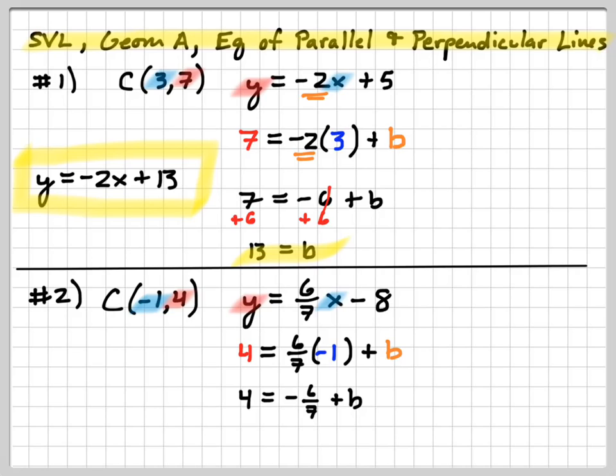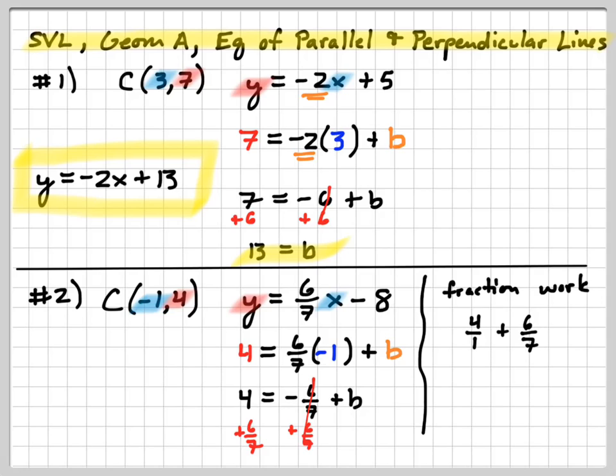And unfortunately, we don't like fractions. They make math a lot harder, but sometimes we've got to work with them. Add 6/7 to both sides. Over to the right here, I'm going to do a little fraction work: 4 over 1 plus 6 over 7.